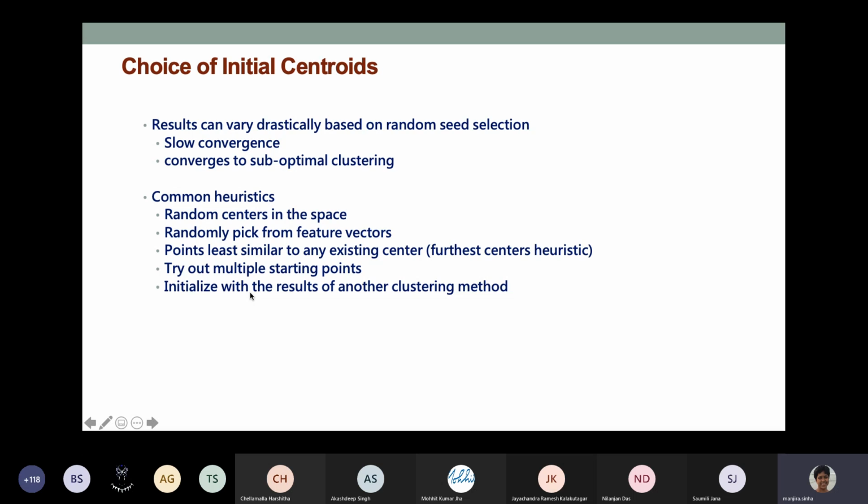We try out from multiple starting points, iterating over multiple cluster centers. Or what we can do is run another clustering method, come up with probable cluster centers, and initialize k-means with those cluster centers. So we run hierarchical clustering, and then we initialize k-means with the hierarchical clustering.